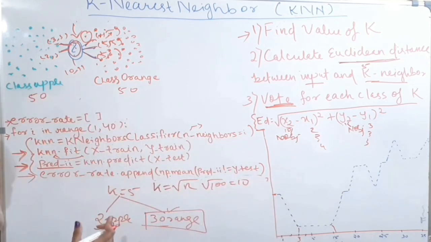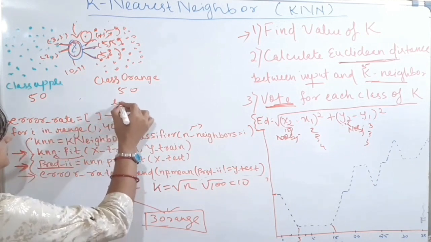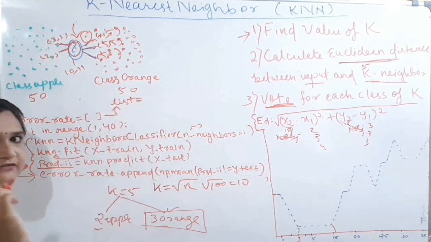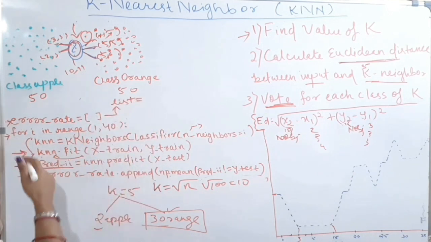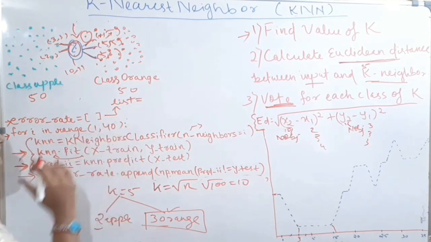This chunk of code is in Python, so I am explaining it. First of all, I have taken an error rate, which is a list variable in Python. After that, I have taken a for loop, for i in range of 1 to 40.